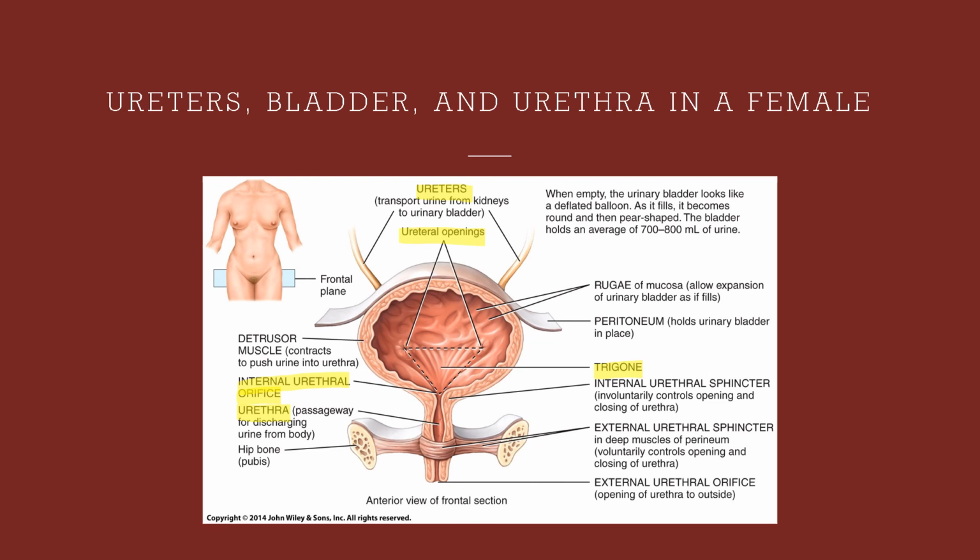Now, because the mucosa is firmly bound to the muscularis in this area, the trigone has quite a smooth appearance. You can also see rugae in the rest of the bladder. These are going to be folds in the mucosal layer, and this allows for expansion of the urinary bladder.